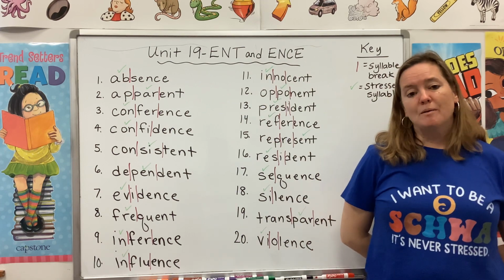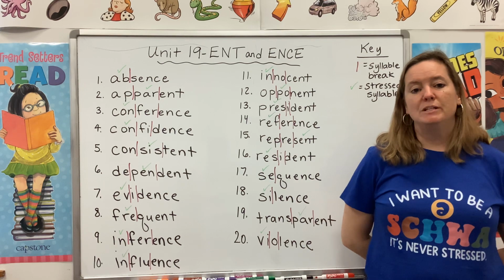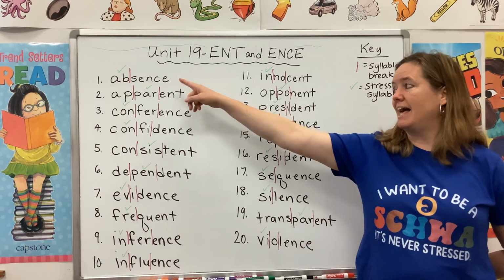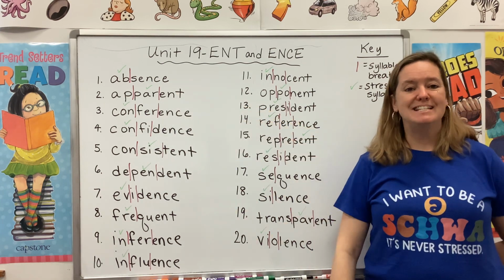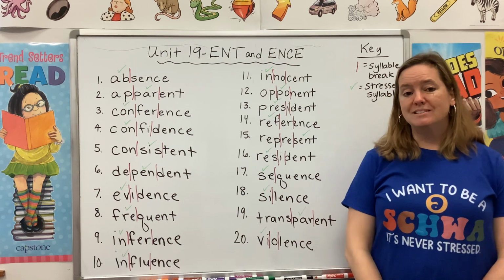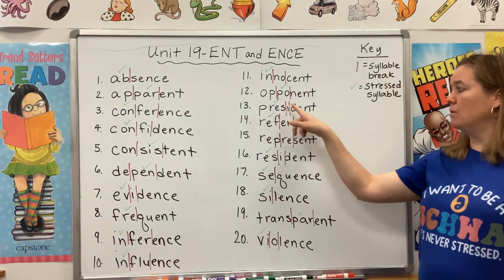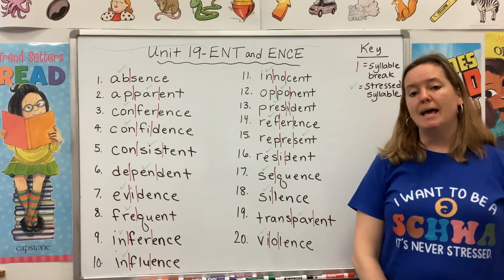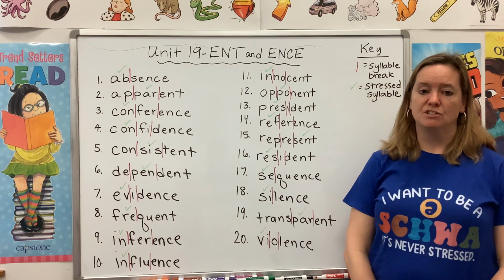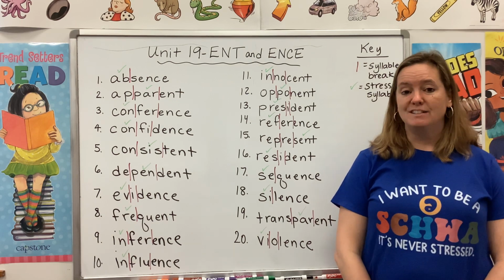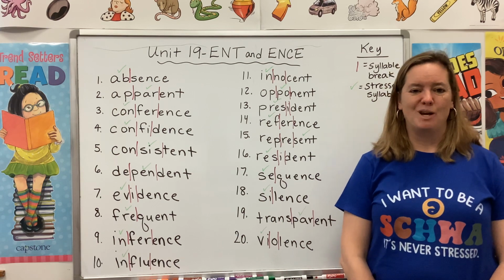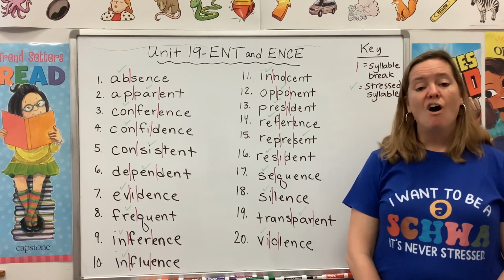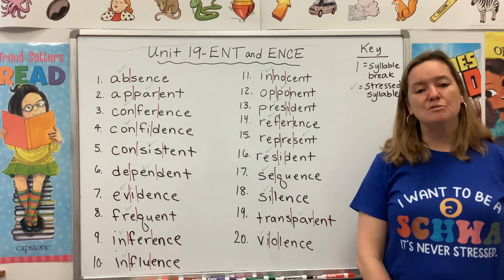So, let's start by reading our list. As we do, I want you to listen for that ENCE or ENT ending in each word. You'll notice I went ahead and broke all the words into syllables and put a green check mark above the stressed syllable. So if you'd like to do the same, you could pause the video right now. All right, so let's begin. Please repeat after me.